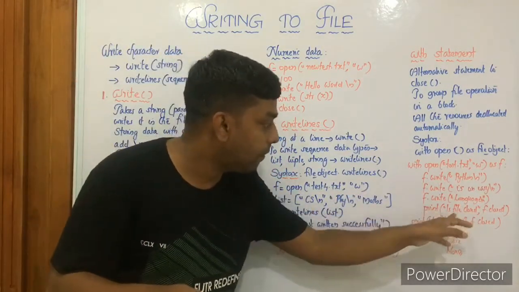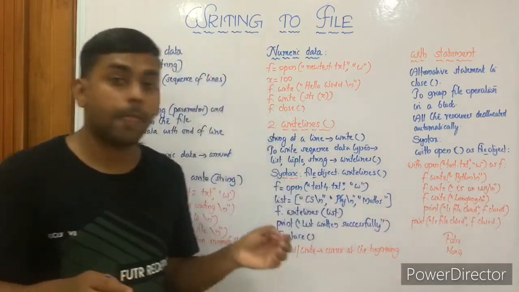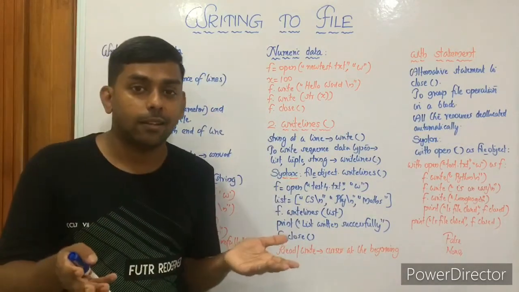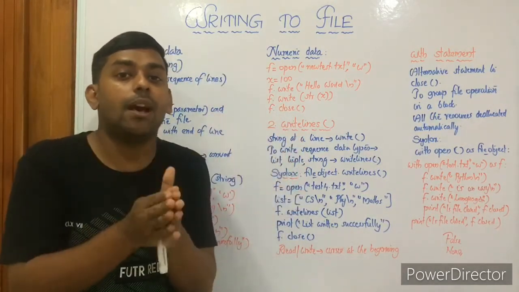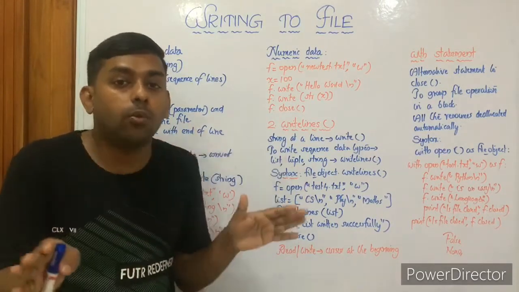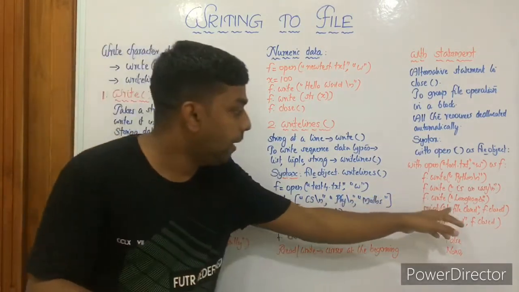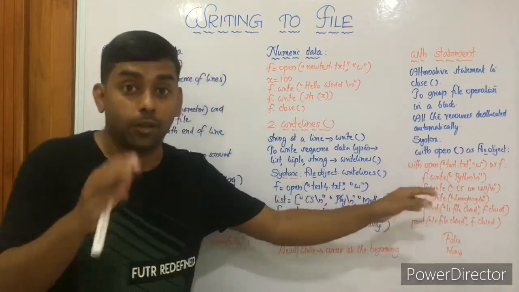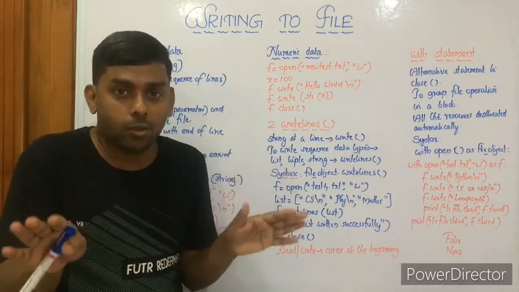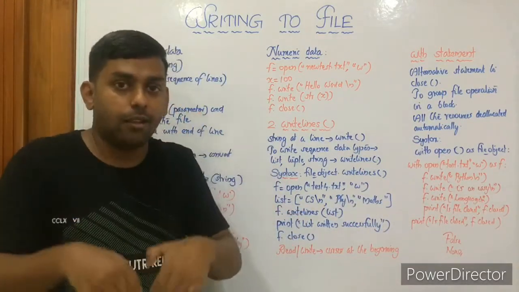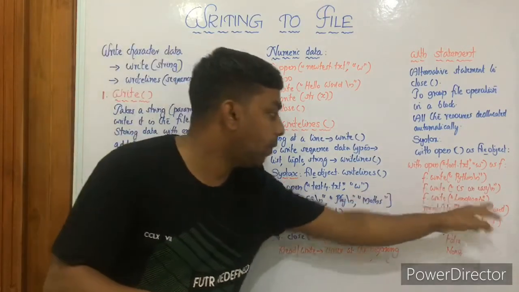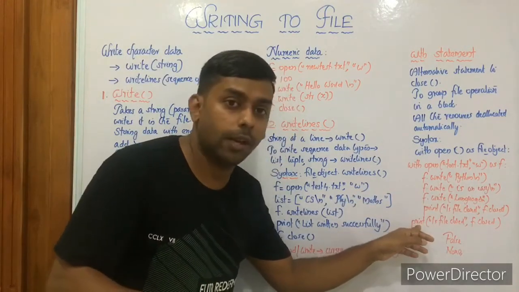Then we have print is file closed, f.closed. What will be the result? False, right? Still we are in the block. We haven't moved out of the block. That means is file closed shows false because we are still in the block. So it is false. But the second print, where can you see it?